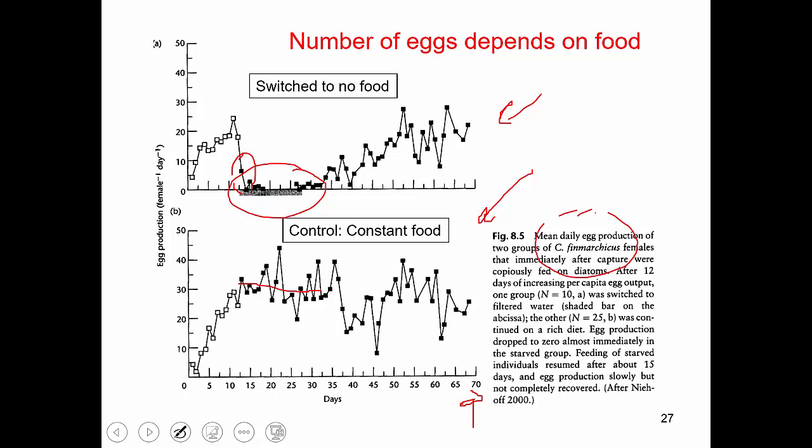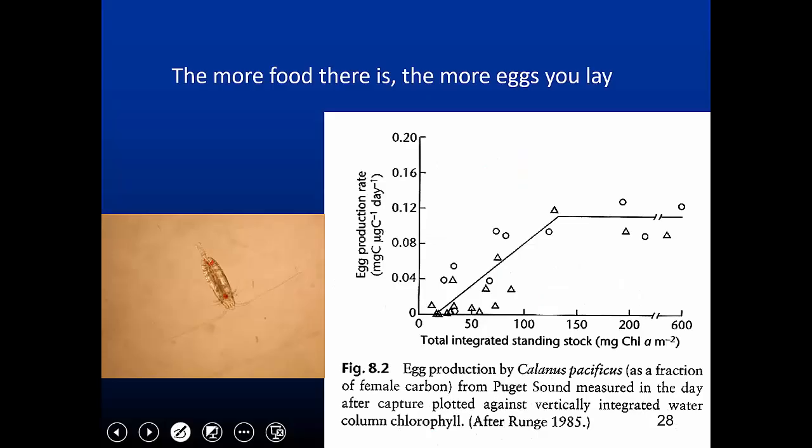And what's perhaps a little bit also surprising is that it took some time before the animals started to produce eggs again, probably because they were in pretty bad shape after going without food for what, 10 days or so. So anyway, food concentrations, prey concentrations have a big impact on egg production.